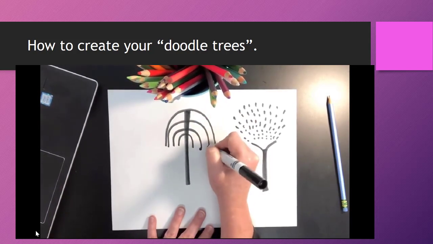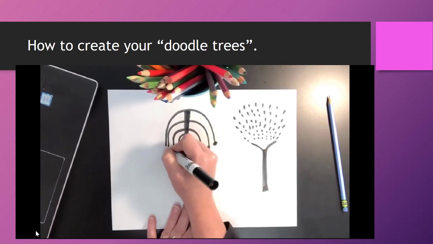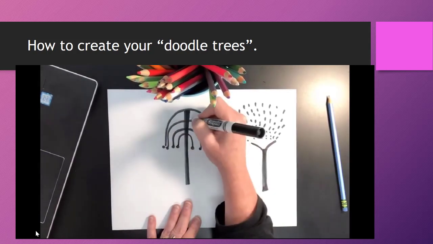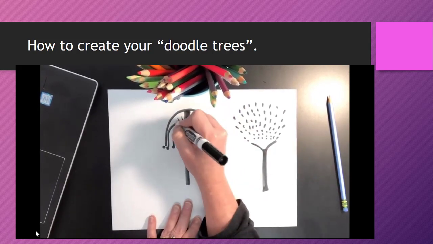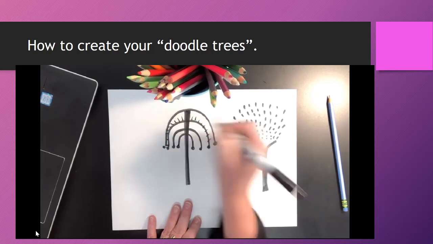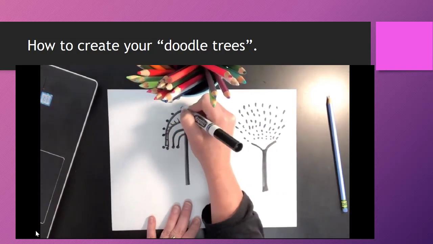Like I think I'm going to put some dots on the end. That just seems fun to me. Maybe I want to add some more dashed lines on my tree. Maybe I want to put some dotted lines up here.